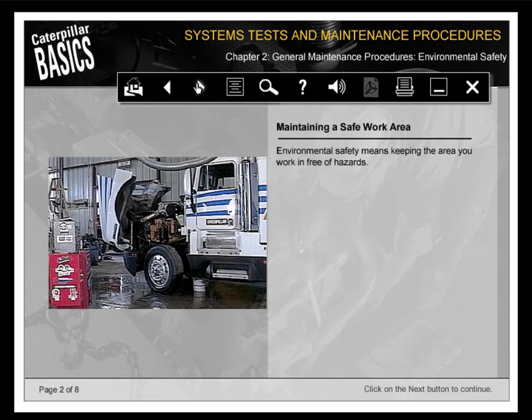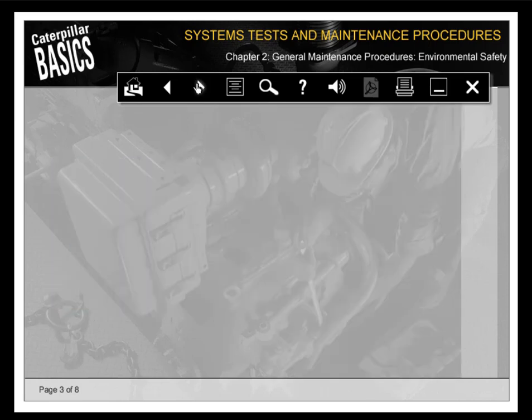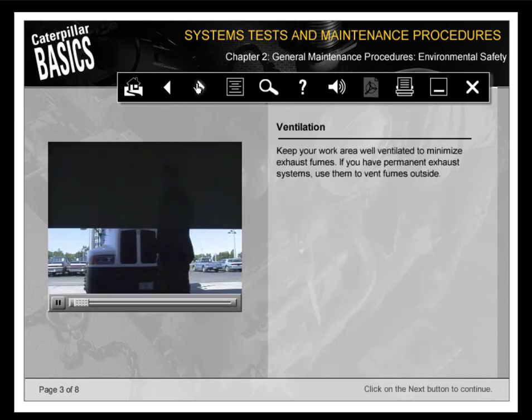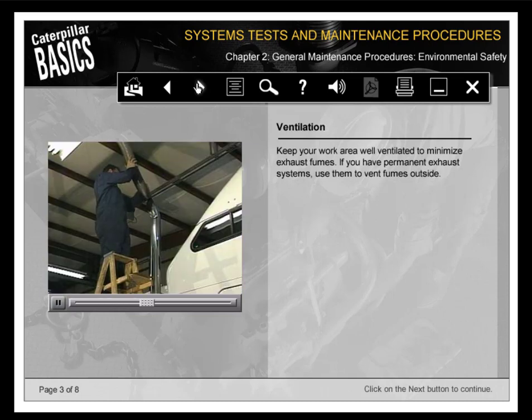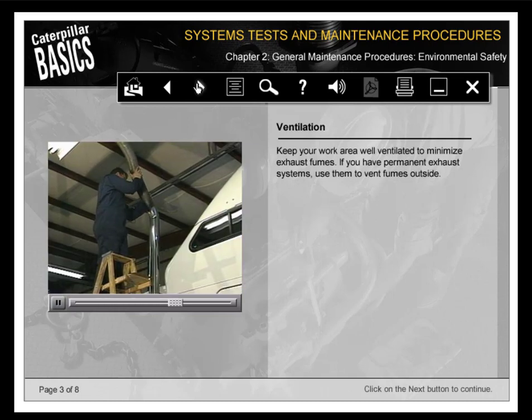Environmental safety means keeping the area you work in free of hazards. Keep your work area well ventilated to minimize exhaust fumes. If you have permanent exhaust systems, use them to vent fumes outside.